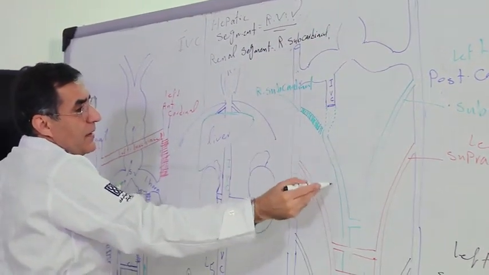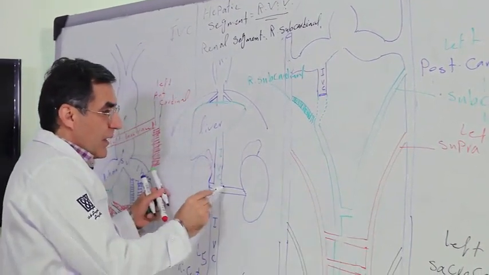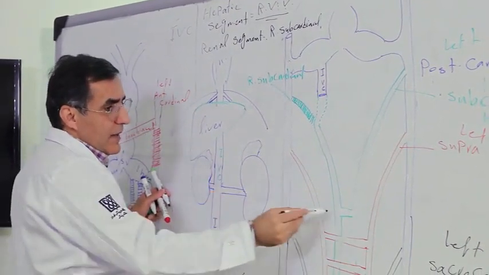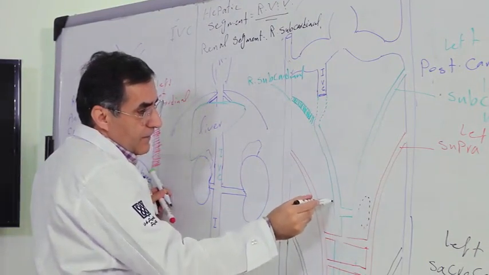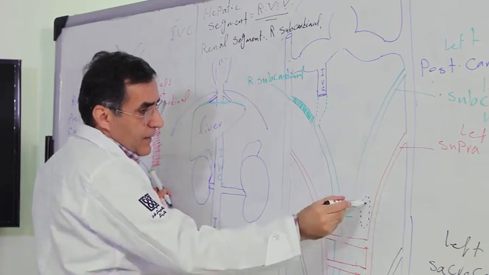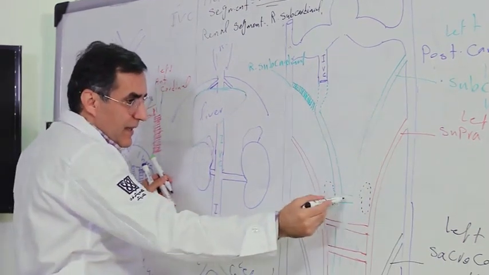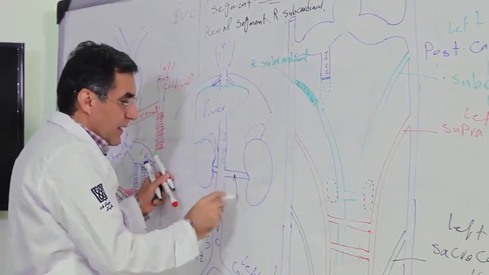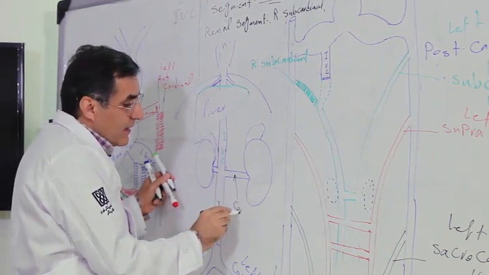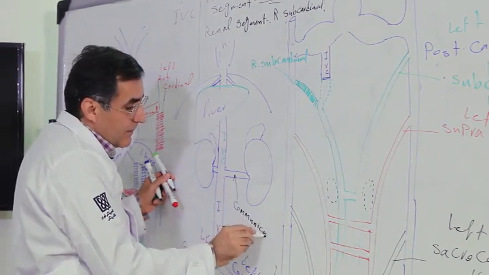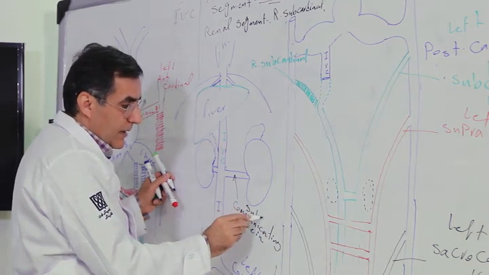The right subcardinal vein. The communication between the two subcardinal veins, this one, because the kidney is forming here and here. This is the kidney forming. This communicating vein, this one, making this one. This is the left renal vein made by the subcardinal communicating vein.